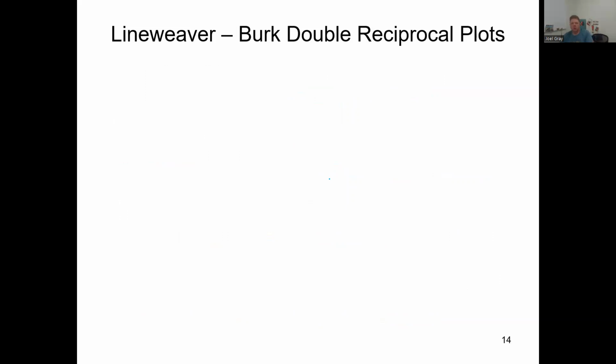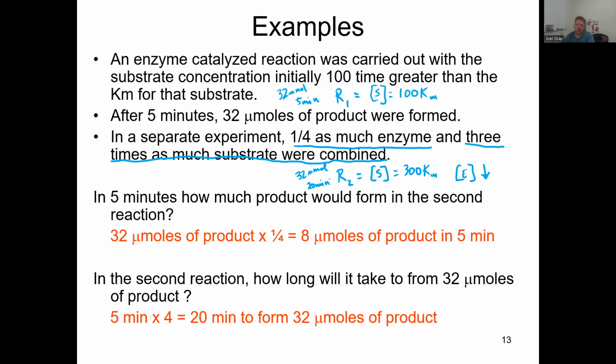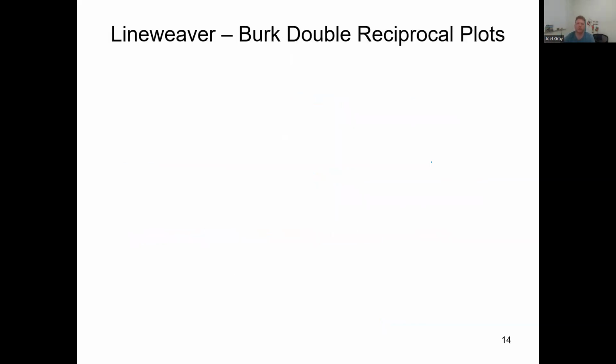Okay, so just an example, and there's no secret sauce to this. This is effectively saying that what matters is the amount of your enzyme, not so much the amount of your substrate. Because if you remember, in reaction number 2, we had 300 times the Km. Reaction number 1, we had 100 times the Km. No matter how you inflate the amount of substrate, it doesn't change the reaction rate.